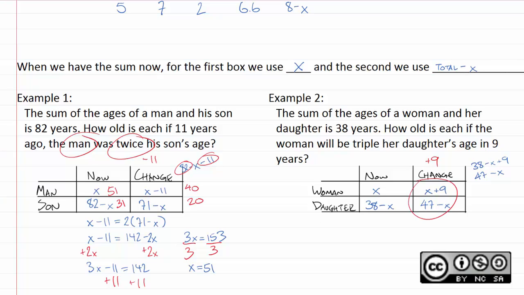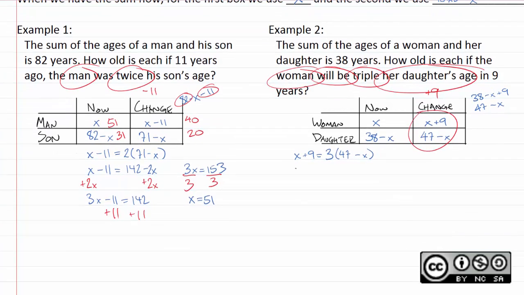Now we're saying that the woman's age will be triple her daughter's age. So the woman's age is given as x plus 9, which equals triple 47 minus x. And again, we just do our usual algebra and we're all set. So I'll begin with the distributive property. x plus 9 equals 141 minus 3x. Same idea as before. I'll just add 3x to both sides. And I'll subtract 9 from both sides here.